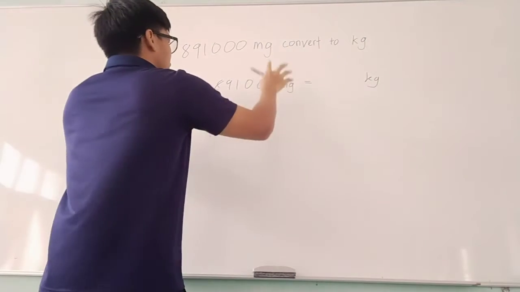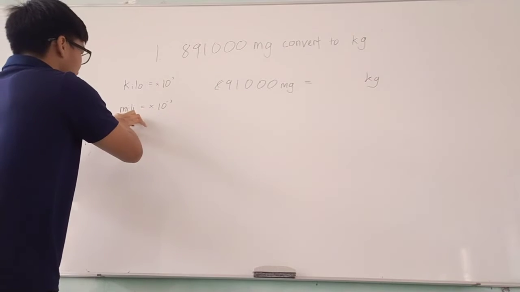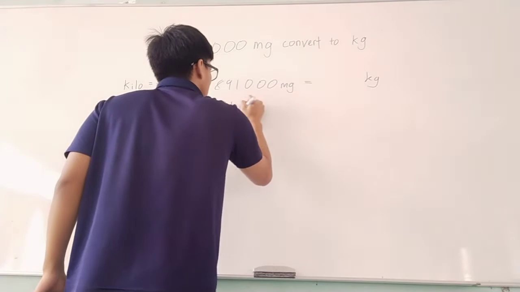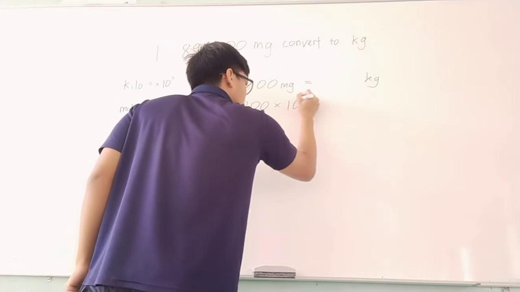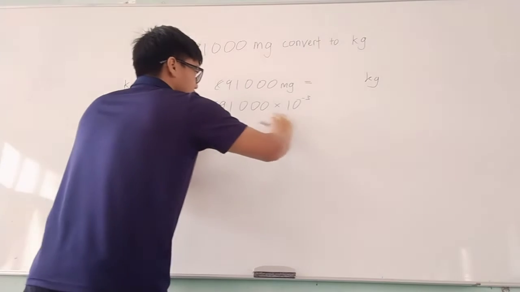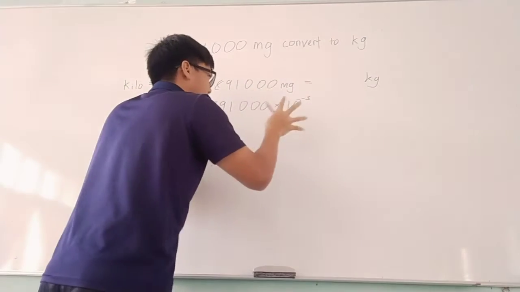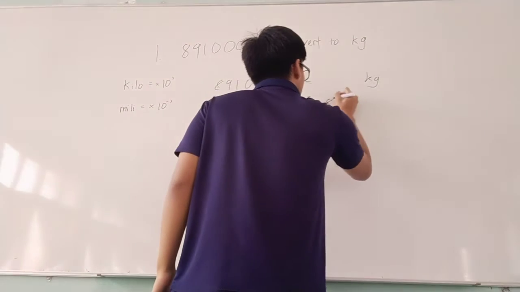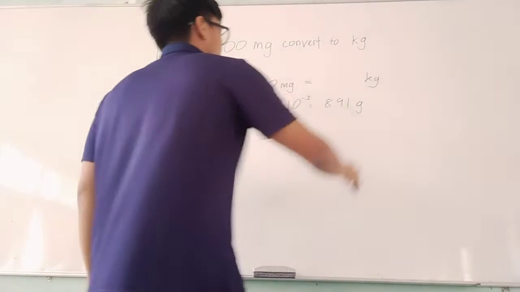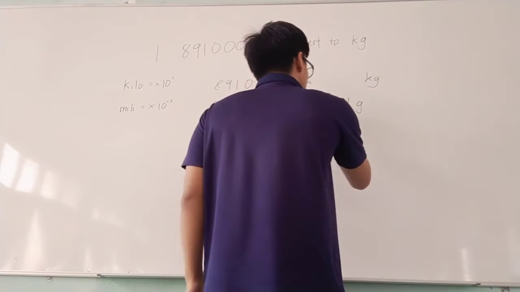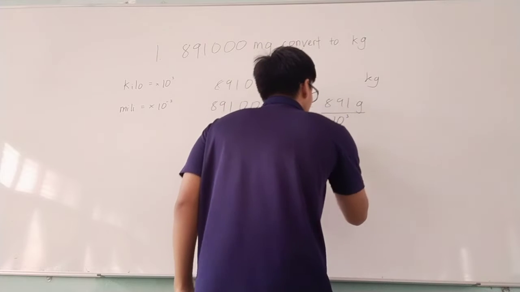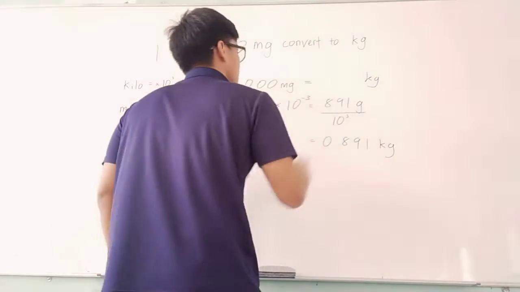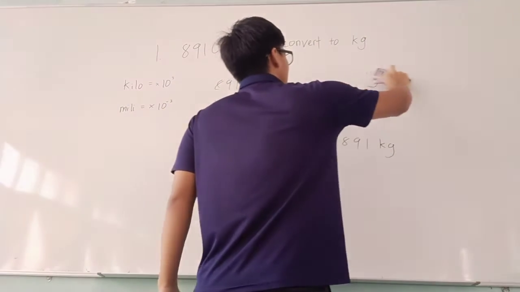Right. So in order for you to change this, we need to times this number with milli, this one. So 891,000 times 10 to the power of negative 3. This means you are converting milligram to gram, back to its normal position. Therefore, you will get around 891 gram. Now, for you to change to kilogram, you need to divide everything with 10 to the power of 3. You will get 0.891 kilogram.